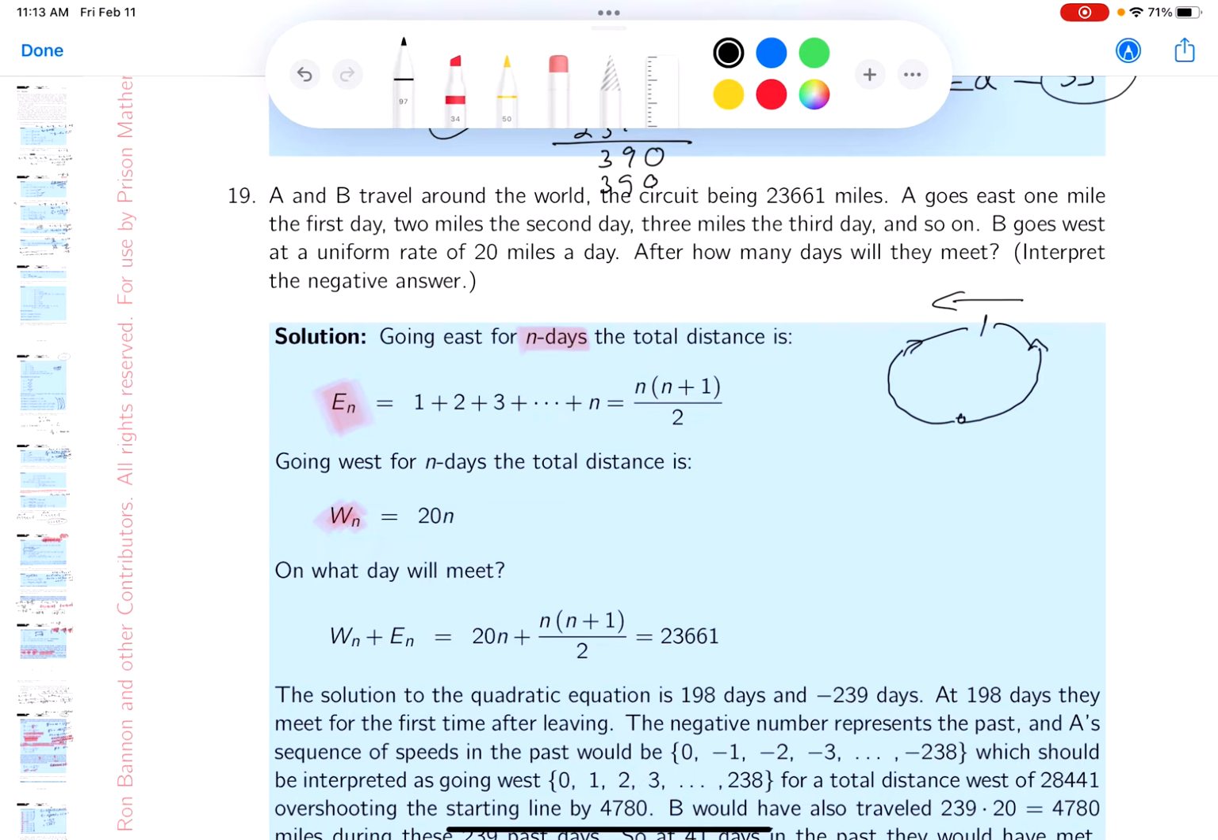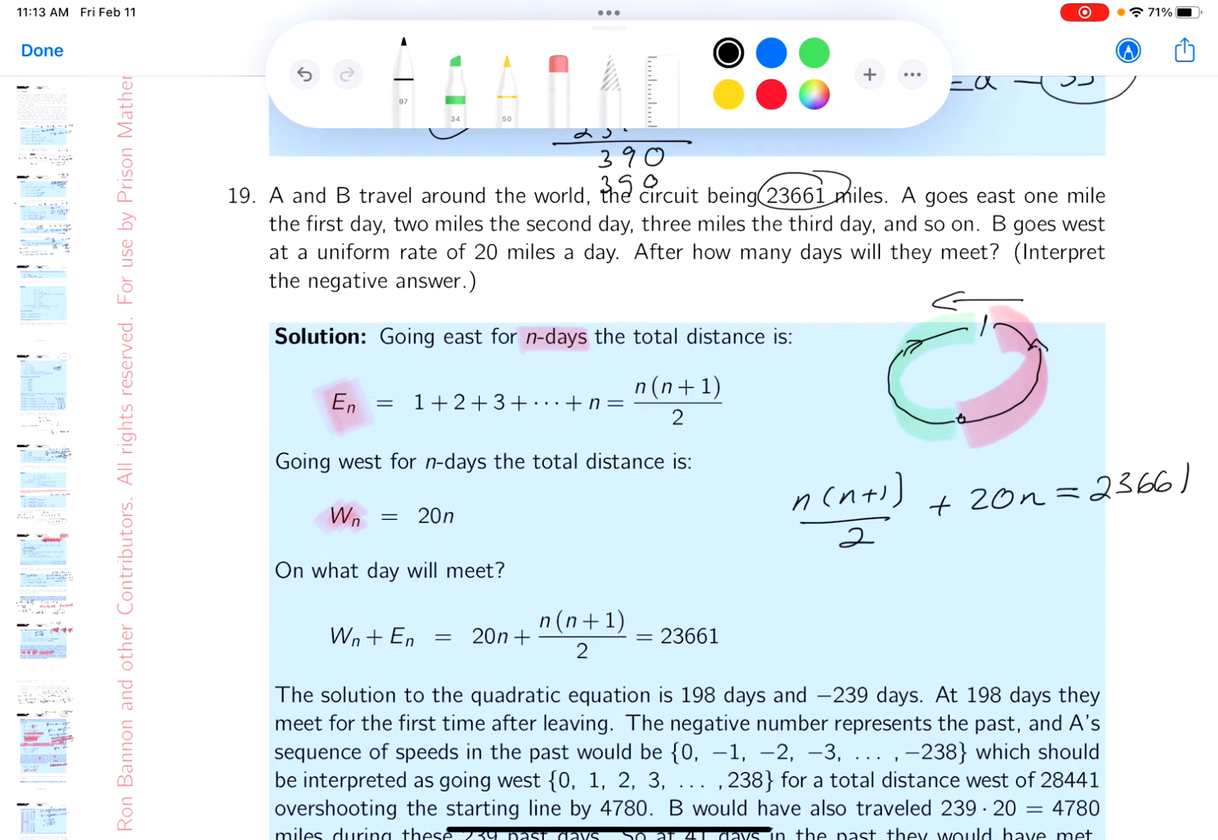So when they meet, they've covered a certain distance. So let's write this down. Well, the eastern guy's distance is n times (n plus 1) over 2. Let me point out what I mean by that. That's the eastern distance here. And the western distance is this guy. I'm going to add him on now. So what's it going to be? Plus 20n. And what's it going to equal? This thing over here, which is 23,661.